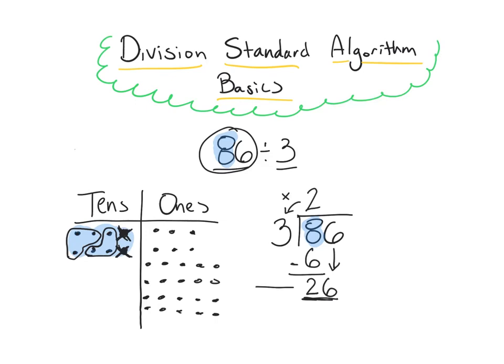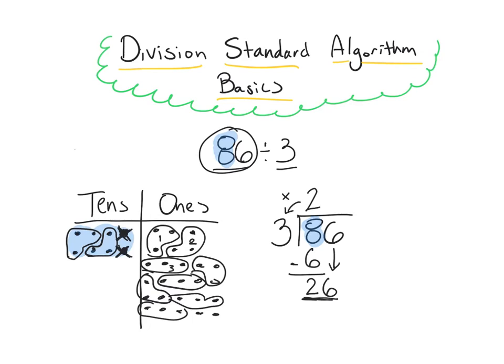So since I have 26 now, I can think in my head, well, how many groups of 3 can I make if I have 26 ones? On the place value chart, I would take this long process of drawing out all my groups of three, and I can do that. So I'm going to go ahead and do that now. And if I count out my groups, I have 1, 2, 3, 4, 5, 6, 7, 8. So I can make 8 groups of 3. And so I'm going to write that I can make 8 groups of 3 in the standard algorithm by putting an 8 above.